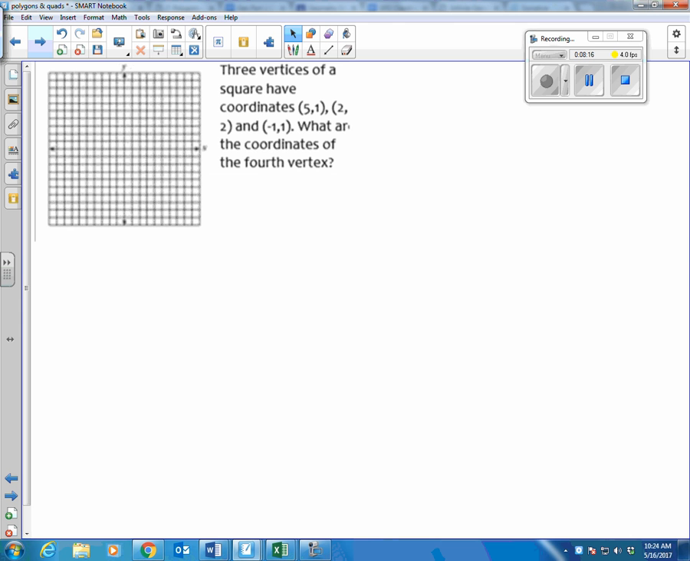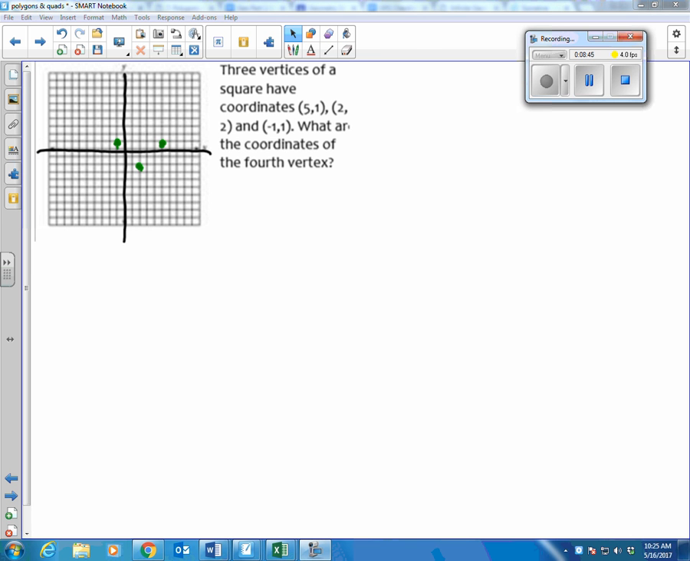And number 6 says 3 vertices of a square have coordinates (5, 1), (2, -2), and (-1, 1). What are the coordinates of the fourth vertex? So I would plot those points. When I plotted these 3 points and I'm trying to find the fourth one, I can see that if it's a square, the diagonals have to be congruent and all the sides have to be congruent.